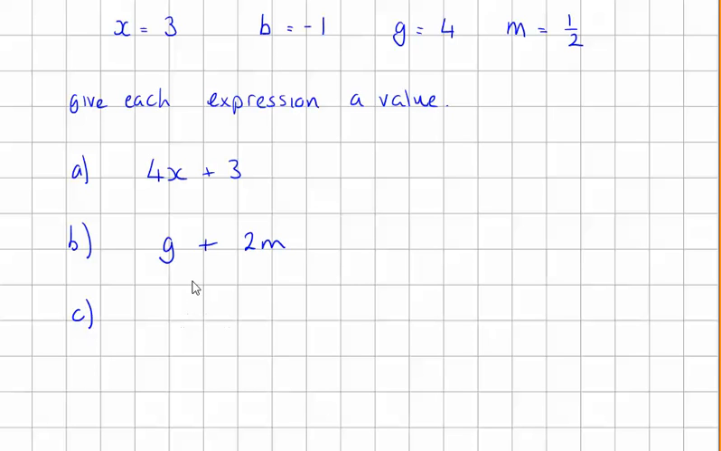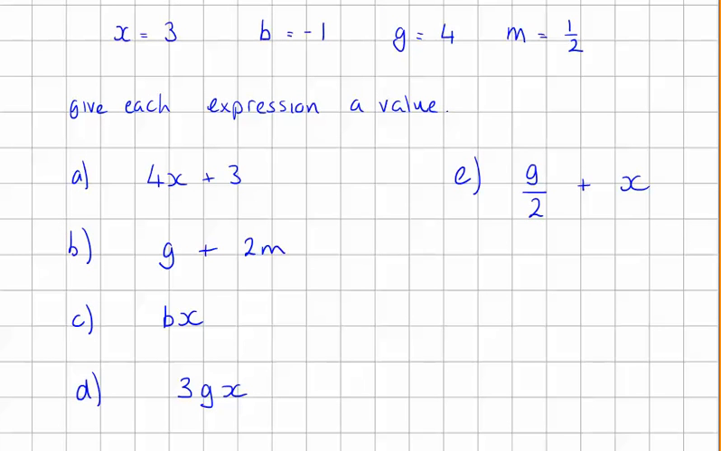C is bx, show me your working. D will be 3gx. And finally, E will be g divided by 2 plus x. So you can give each one of those a value. I'll pause, it's recording.